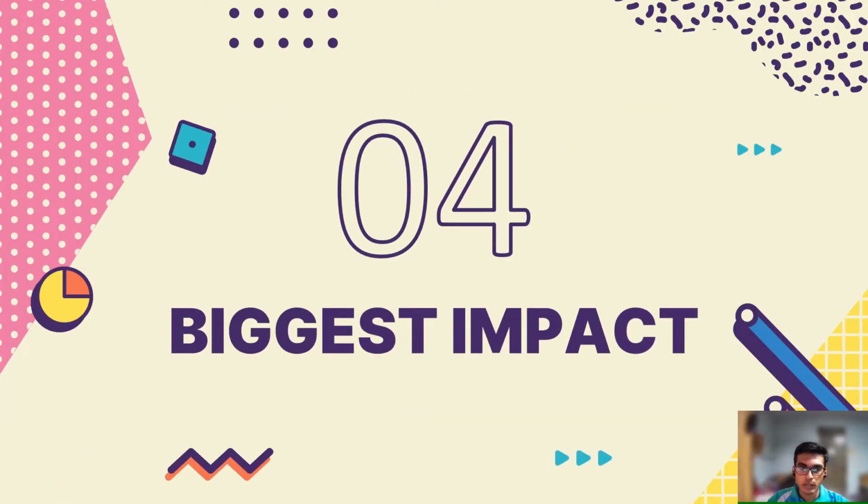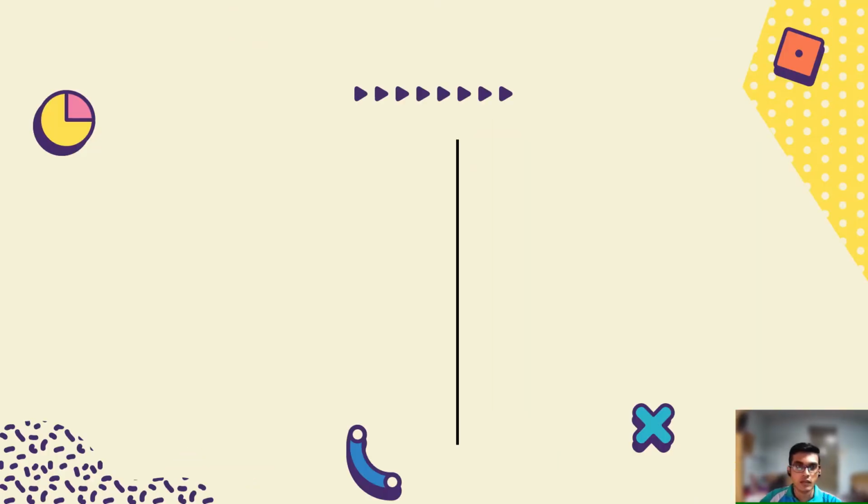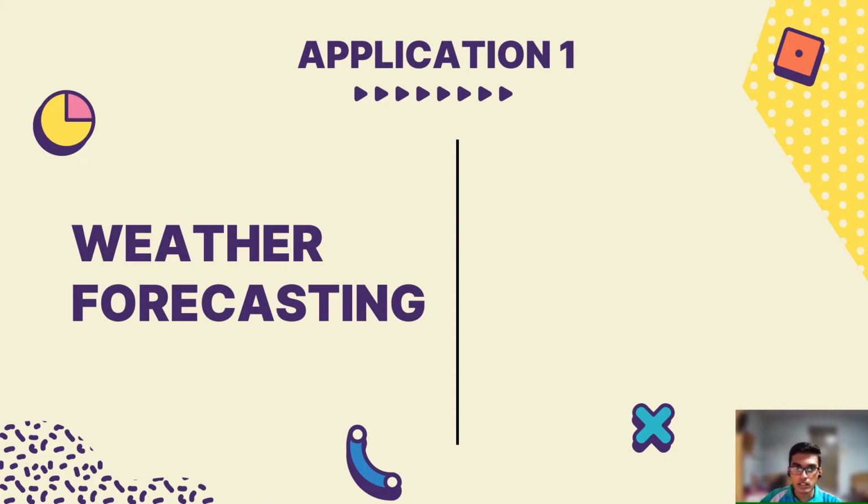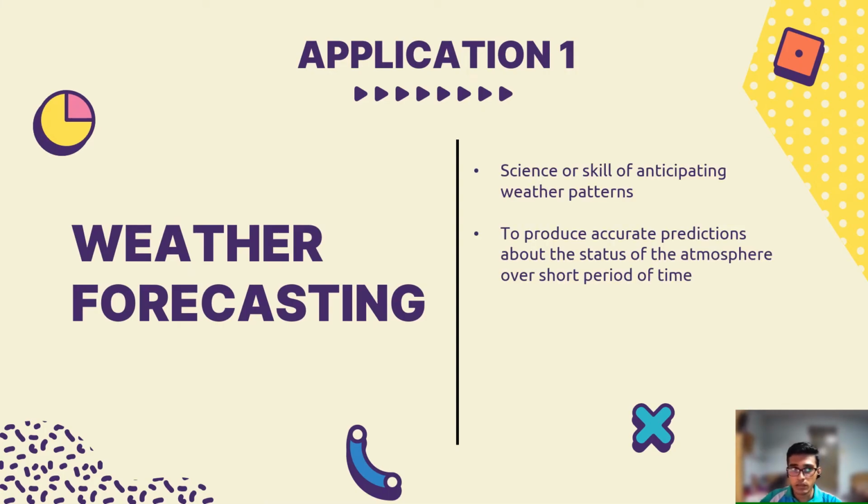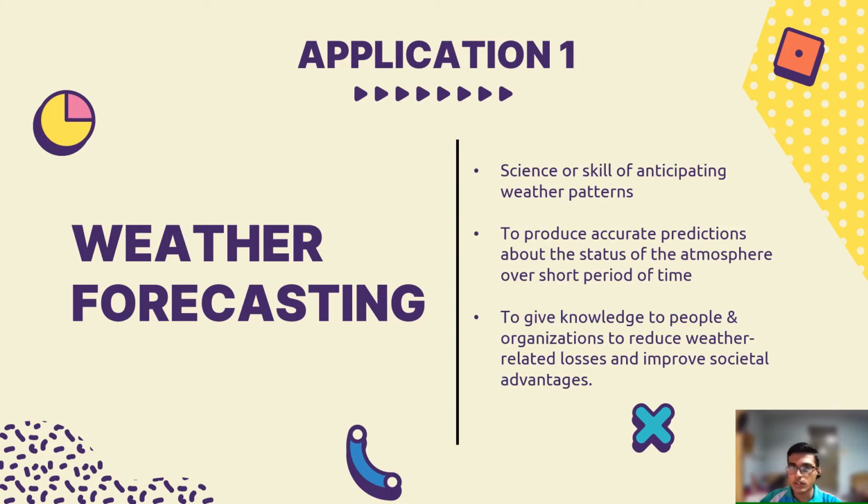Thank you, Kheng. Now I'll be highlighting two of the biggest impacts of Bayes' theorem to human life, including weather forecasting, which is very important especially for the people whose work really depends on the weather, and COVID-19 screening tests in the medical field. First and foremost, weather forecasting. Weather forecasting is a science or skill of anticipating weather patterns. The major contribution is to produce accurate predictions about the status of the atmosphere over a short period of time so that people can make judgments about their actions. Not only that, weather forecasts allow organizations and individuals to avoid weather-related incidents and improve quality of life.